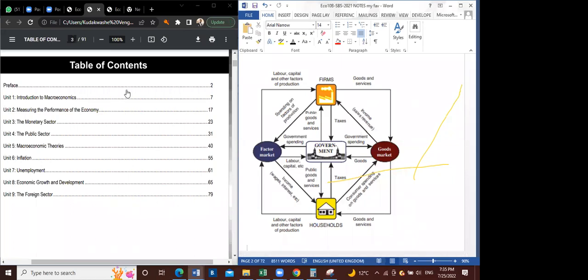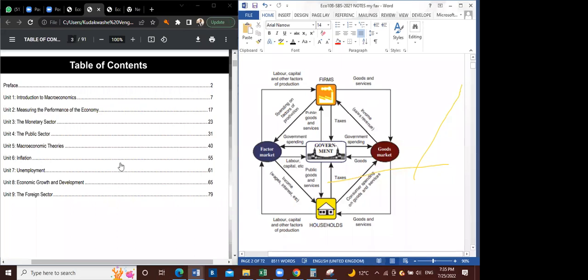You can see on the table of contents of your module that first of all, we're measuring the performance of an economy, which we're going to be delving into today. Then secondly, we have the monetary sector, which we're also going to be introducing. Then we have the public sector represented by the government here, which basically highlights most of the activities that the government does within an economic system to ensure that the economy is functioning smoothly.